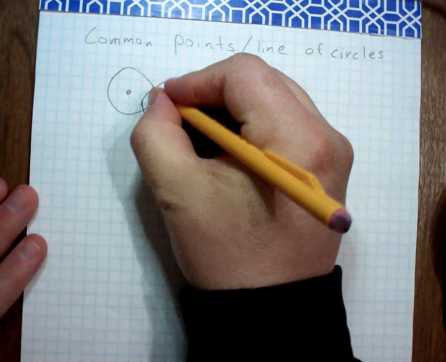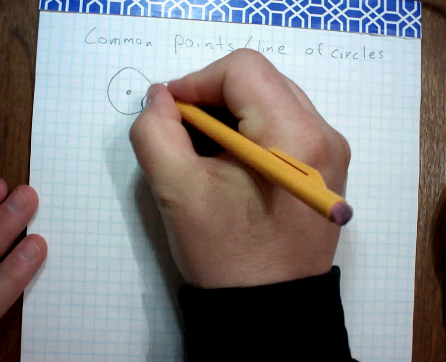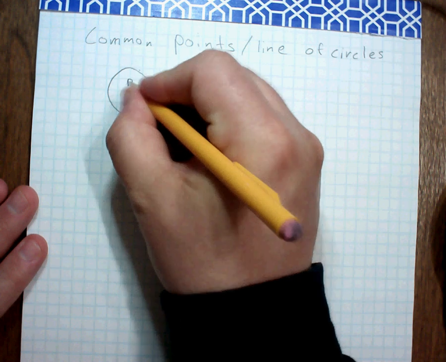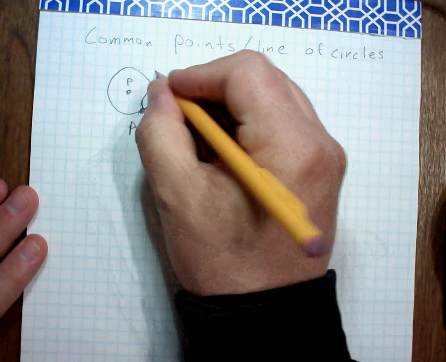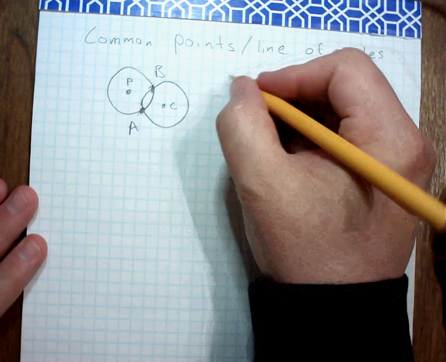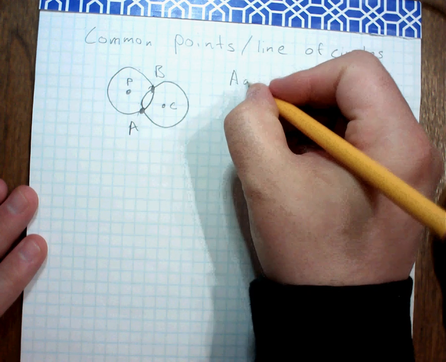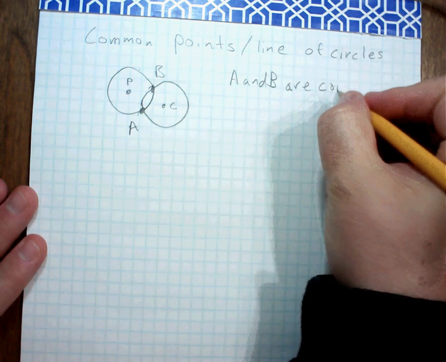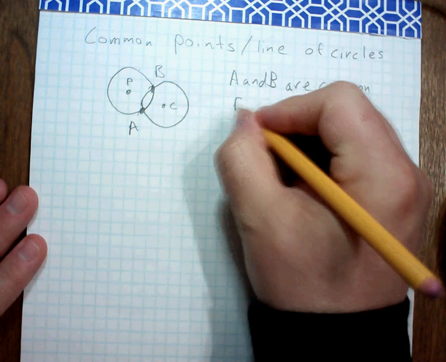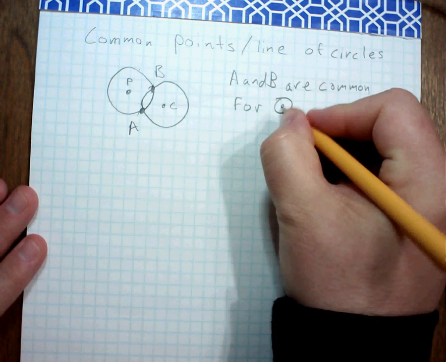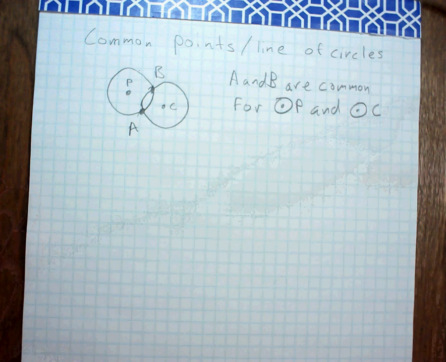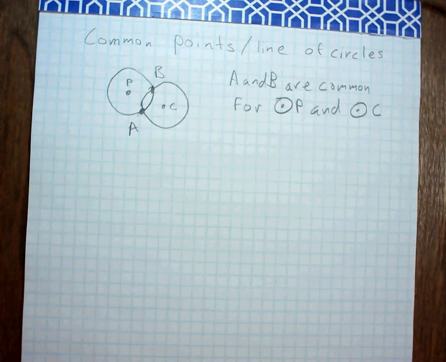Okay, and so these 2 points where the circles intersect, those are common points, right? So we'll label this circle P and circle C, and this is point A and this is point B. And we could say that points A and B are common for circle P and circle C. Okay, and that's basically where you can go with that.